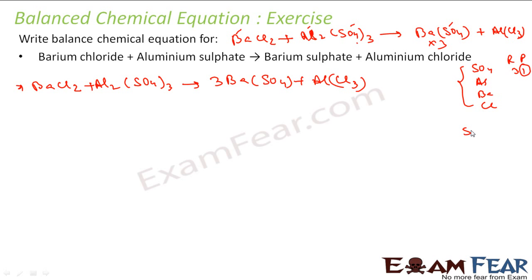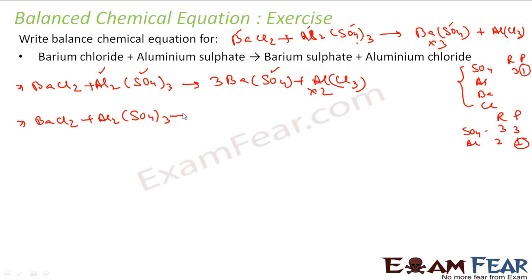Now let's again check. So we have SO4 here. So sulfate we have 3 here and 3 here. Aluminum we have 2 here and we have only 1 aluminum here. So it's not balanced. So let's multiply this guy with 2. So now what you get is barium chloride plus aluminum sulfate is equal to 3 barium sulfate plus 2 aluminum chloride. Correct? Let's again see if it is balanced or not.